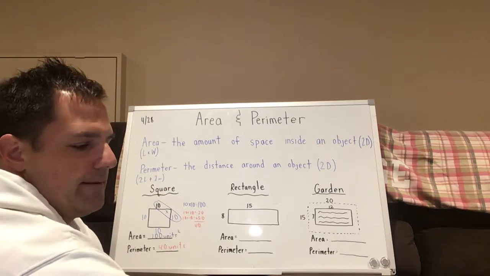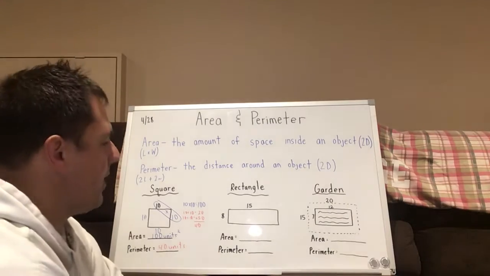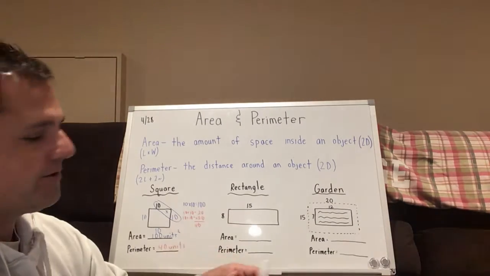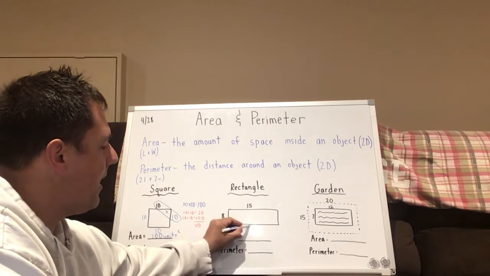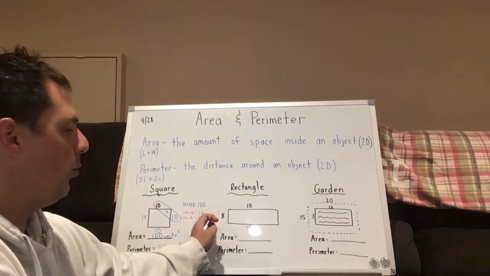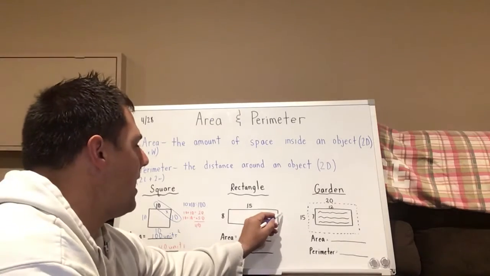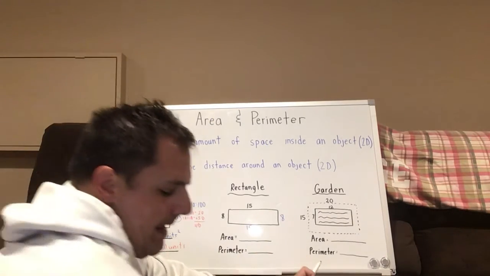So let's go over and do a rectangle now. So obviously the difference between a square and a rectangle is that in a rectangle, opposite sides are congruent. So if I know the top is 15, I would also know that the bottom is 15. And if I know one of the sides is 8, I would know that the opposite side is 8.